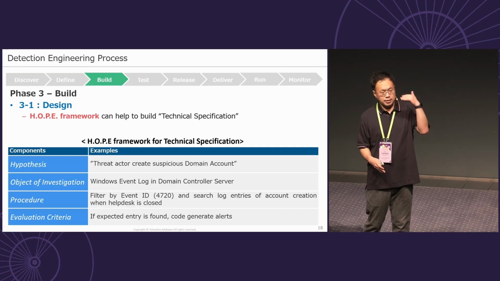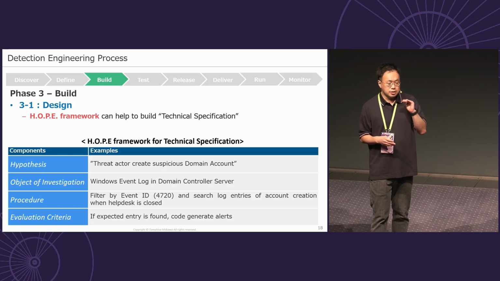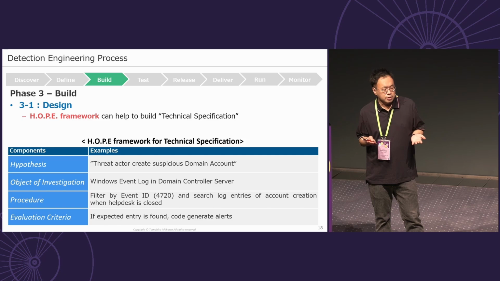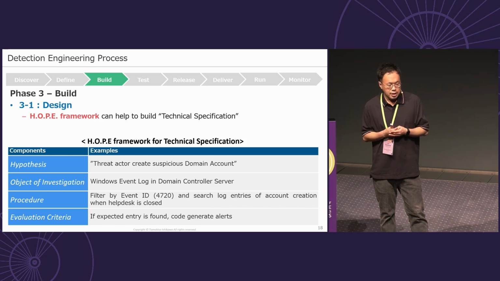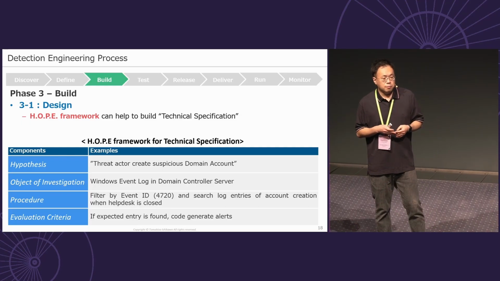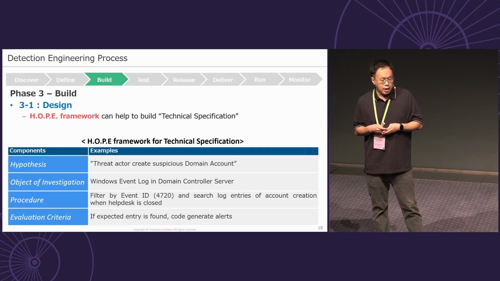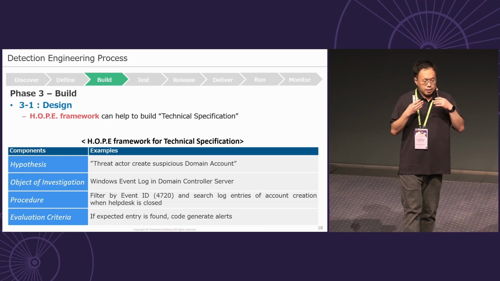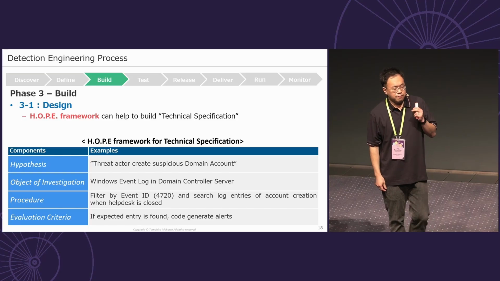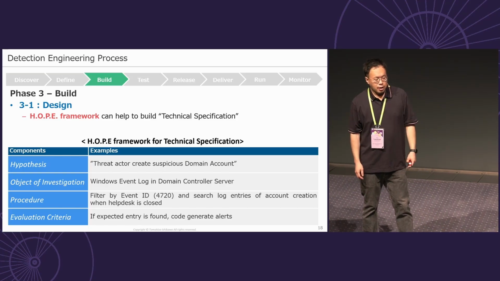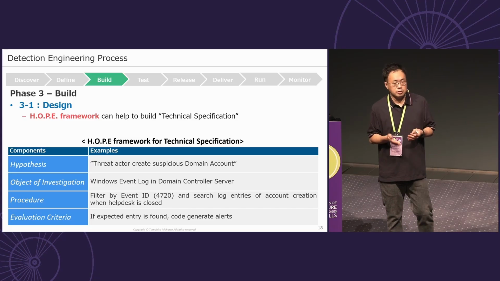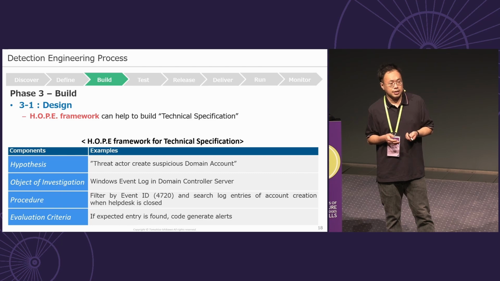And then after defining the goal, we define the object of the investigation. For example, in this case, we'd like to search the event log. Next, we define the procedures. A procedure means, for example, filtering on the event ID, and identifying the log record when the help desk closes, for example. And lastly, we define the evaluation criteria. If we find the record, how do you judge that detection? We define the evaluation criteria.